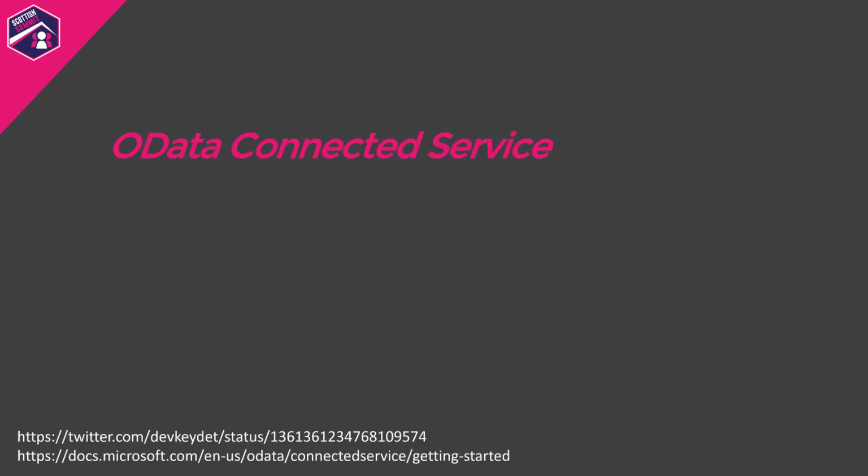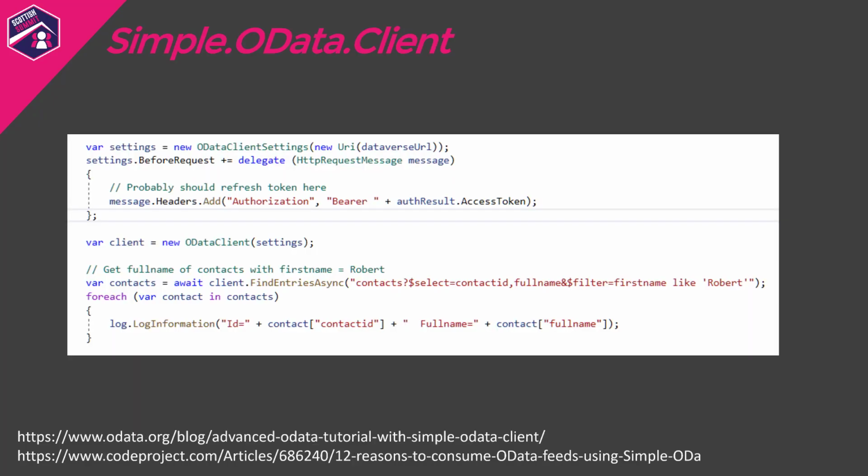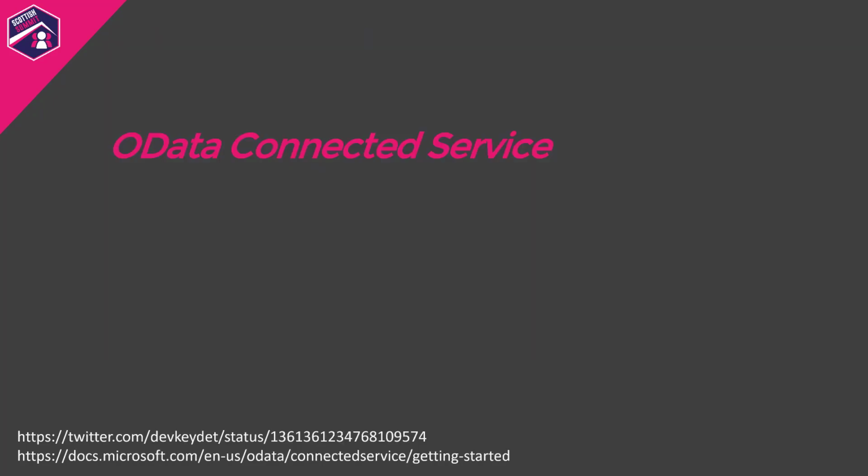Another way is OData Connected Service. Mark mentioned this on Twitter as well. This will generate strongly typed classes. The other versions are not strongly typed. Some people prefer having strongly typed, especially when you've got a highly custom system where fields might be changing or morphing over time. OData Connected Service, strongly typed.